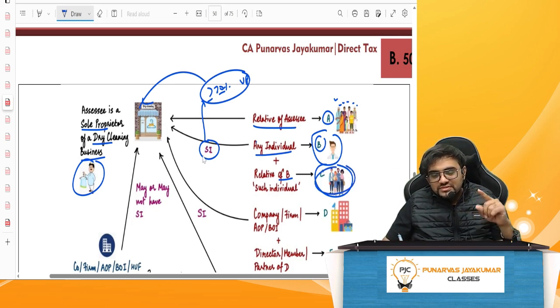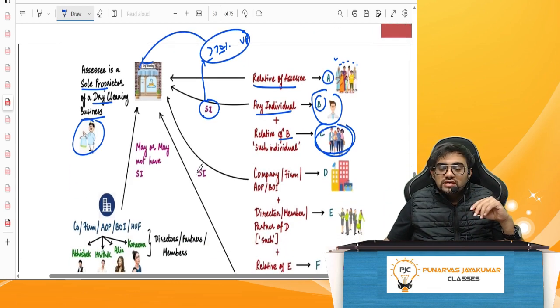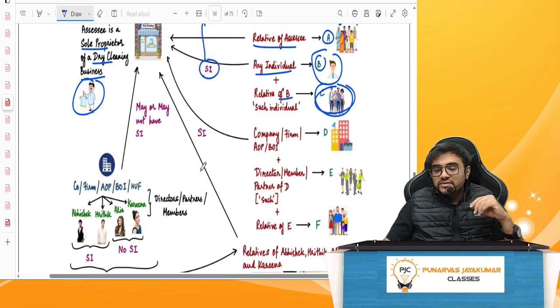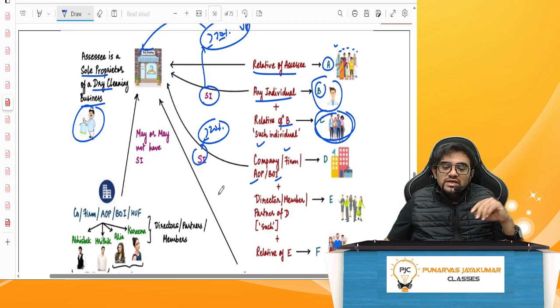So an individual has substantial interest, but he will send his relative to enter into a contract. They are also covered, right? Relative of B, such an individual is also covered. Apart from that, any company, any firm, any AOP, any BOI, if it has greater than or equal to 20% of the voting power of the sole proprietorship, then they also will be related parties.